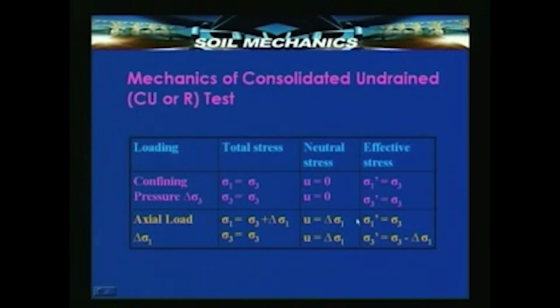They are equal to the extra axial stress that we are applying, that is delta sigma 1, in both directions, because this pressure is taken up by water. And now the effective pressure is less than the effective pressure that existed before the application of this undrained load, because during undrained load pore pressures are developed, and therefore whatever pre-existing effective stress was there at the end of the first stage of loading gets reduced due to this additional pore pressure. So sigma 1 dash becomes sigma 3, sigma 3 dash becomes sigma 3 minus delta sigma 1.